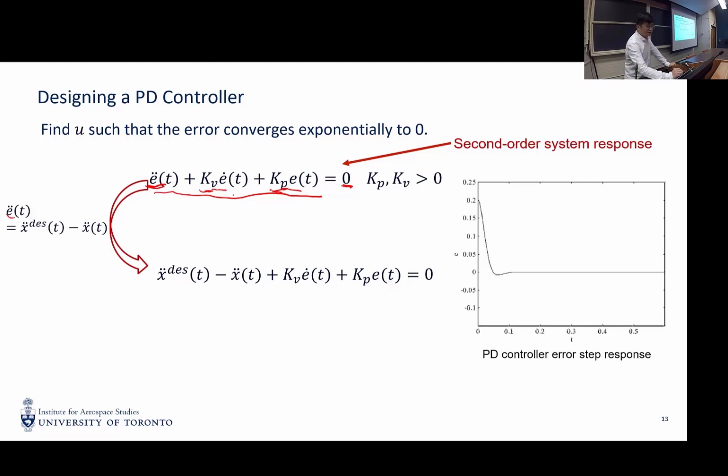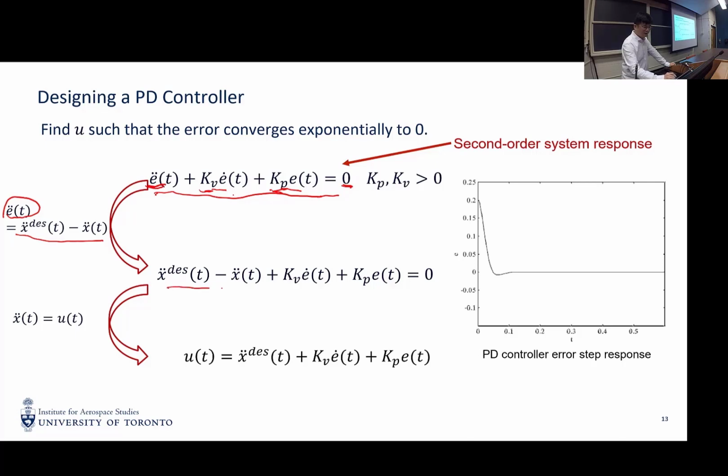Since we want the e to behave like a stabilized second order system, now we plug in the definition of e, which is x desired minus x. And then we can arrive at this dynamics. We have this desired term, which is kind of a feed forward term, like the equilibrium acceleration in our case. And then the difference between the equilibrium acceleration and the actual acceleration is a function of the position error as well as the velocity error.